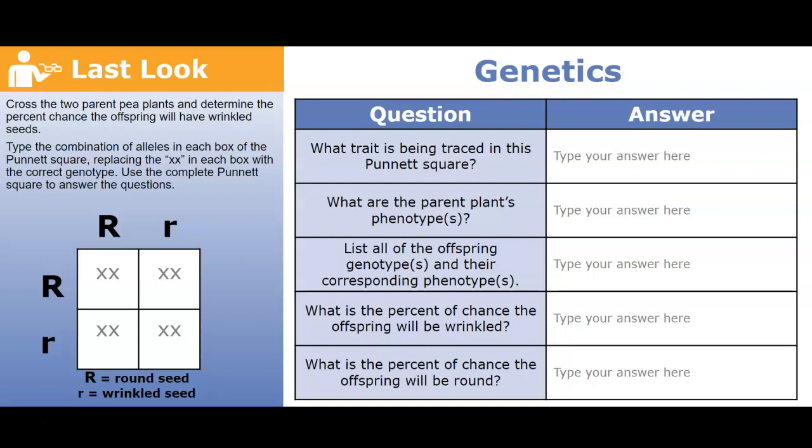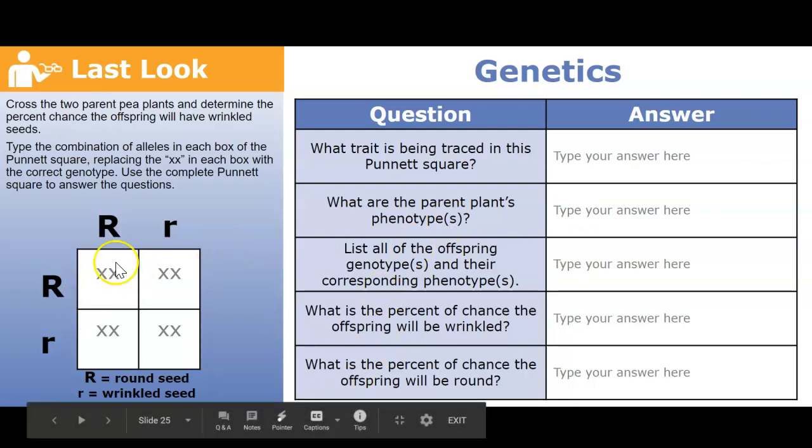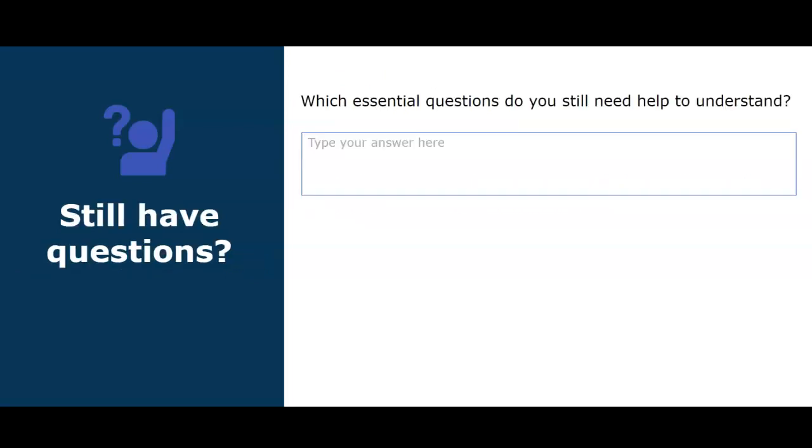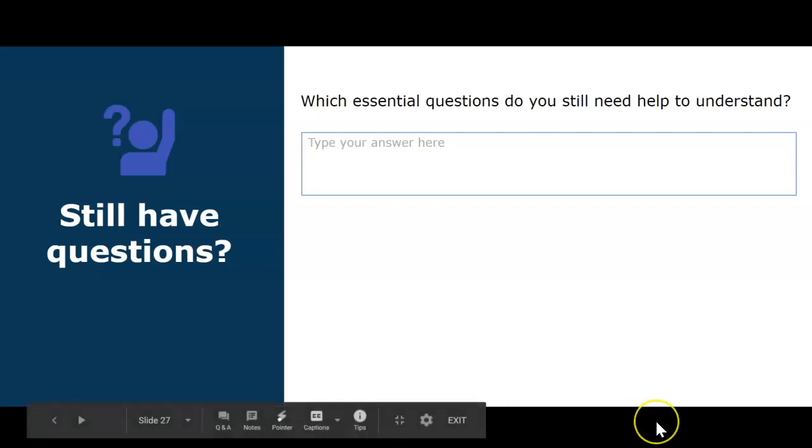And then you're looking here at 2 pea plants. You're going to fill in the box where the X's are here, and then you are going to answer these questions. And then you are going to define genetics and explain how Punnett squares are used to describe genetic information between parents and offspring. And then any questions you don't understand, if you have any questions about this, please let me know, and have a great day.